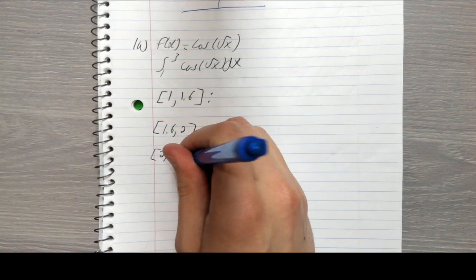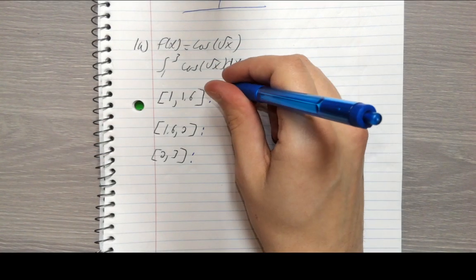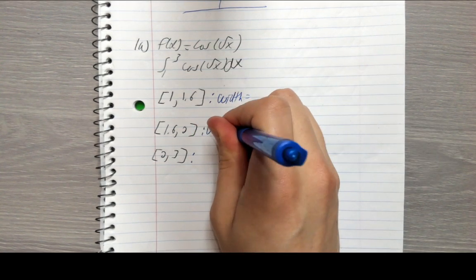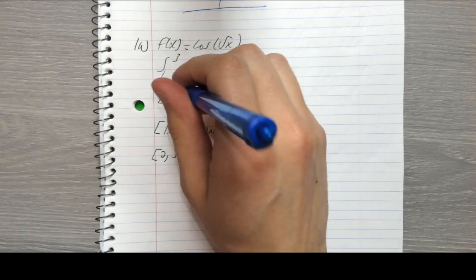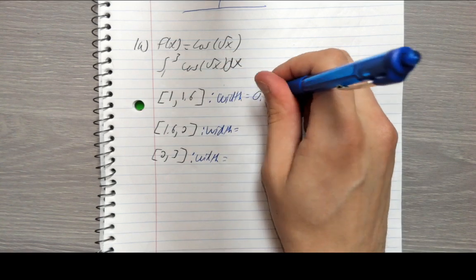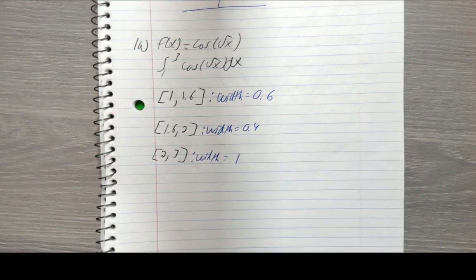So first things first, we need the width of each. Because if we're finding the area of each of these Riemann rectangles, we need the width of each rectangle. Well, the width is going to be the total width of the interval. So in this case, it's 0.6. In this case, it's 0.4. And in this case, it's 1. That's pretty easy. Now the height's a little bit different.